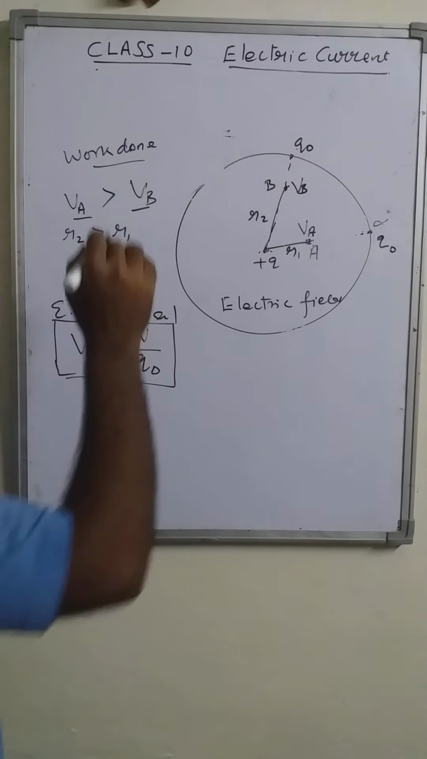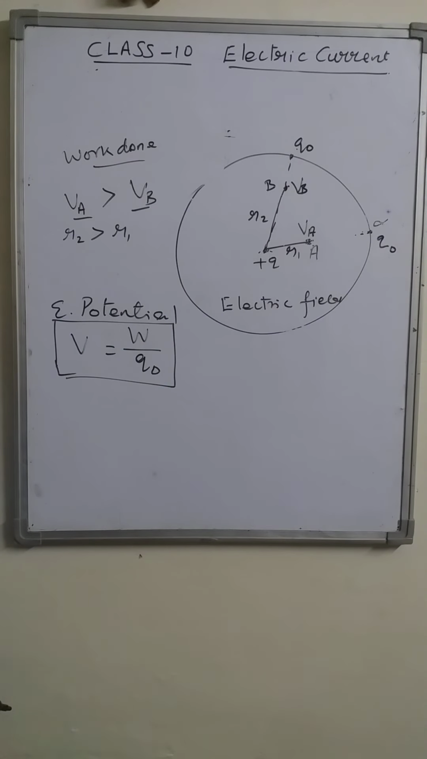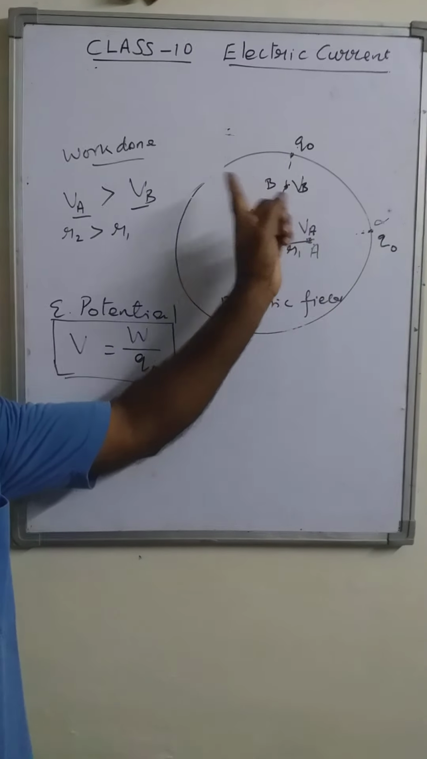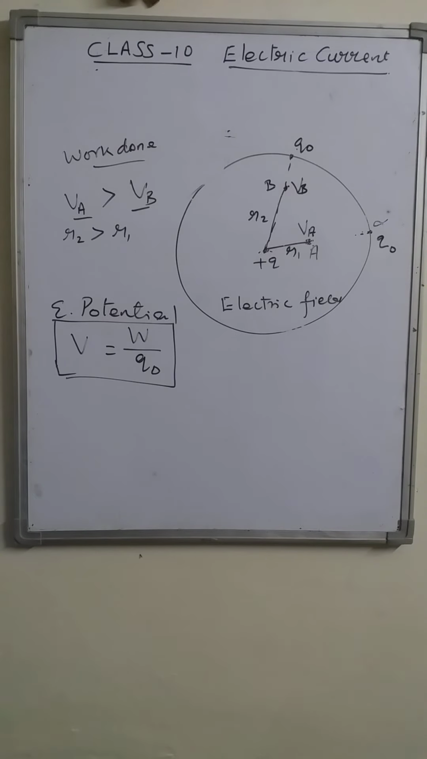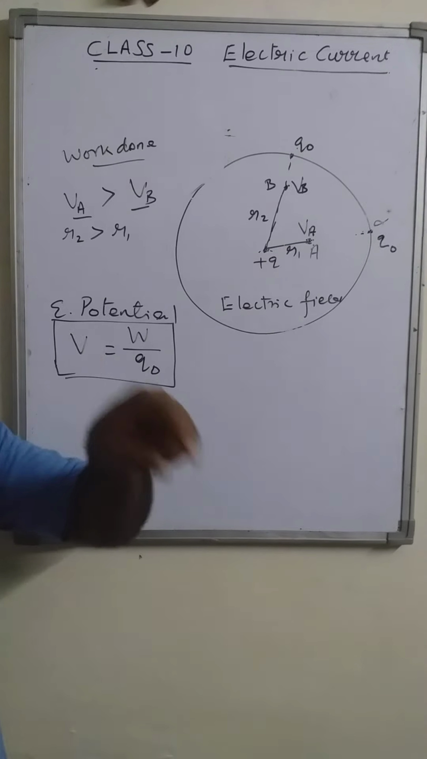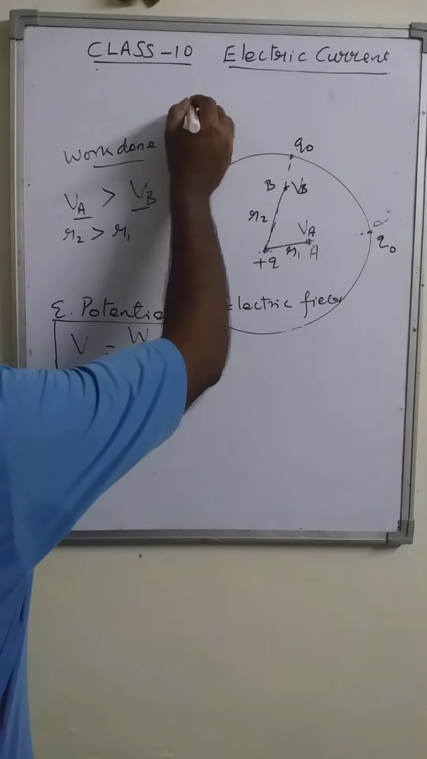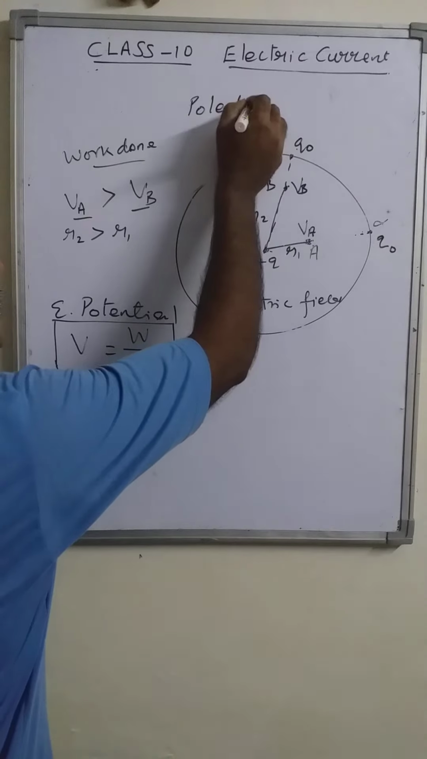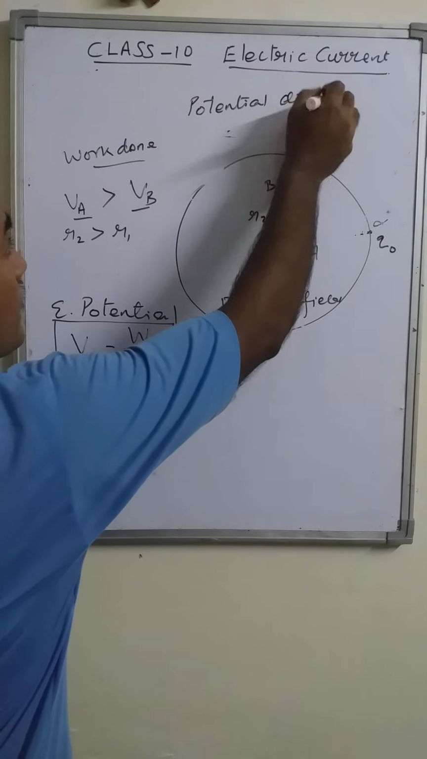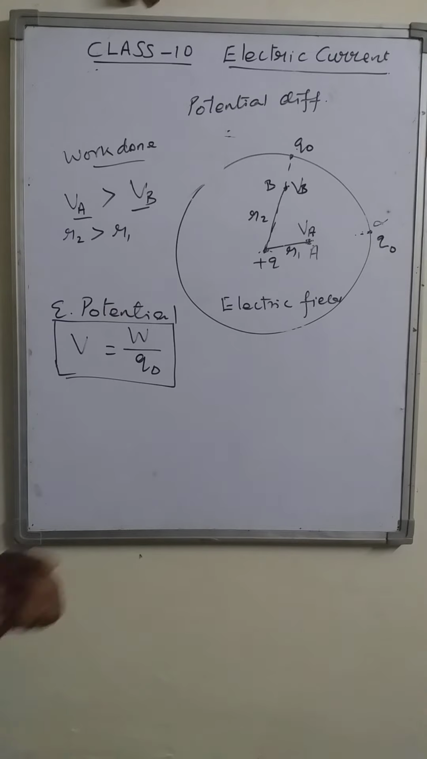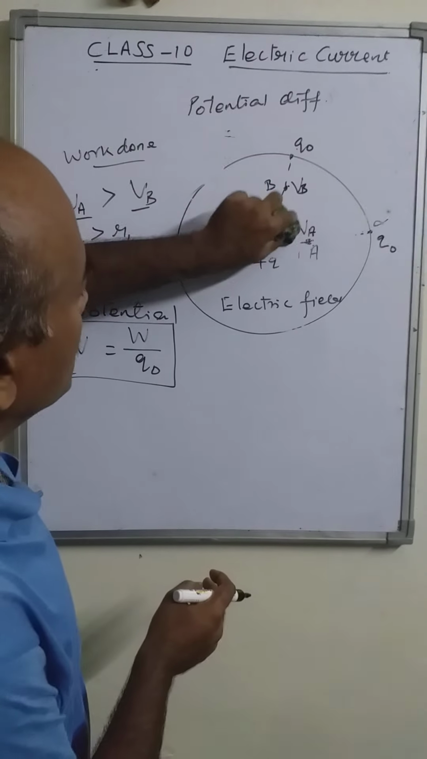Both points have different potential. This one is at a greater potential, this one is at a smaller potential. So there is some difference in potential between points A and B. And that difference is known as potential difference. So potential difference is also the work done. How can we say potential difference is also the work done? Since we take these two points, point A and point B.